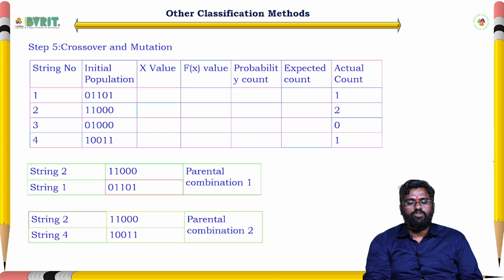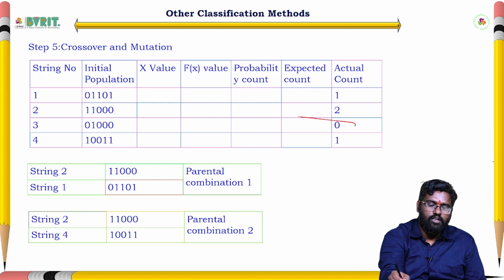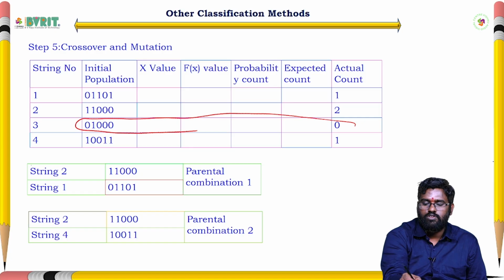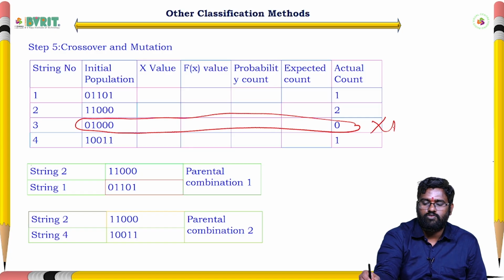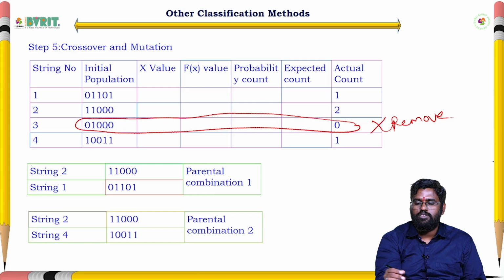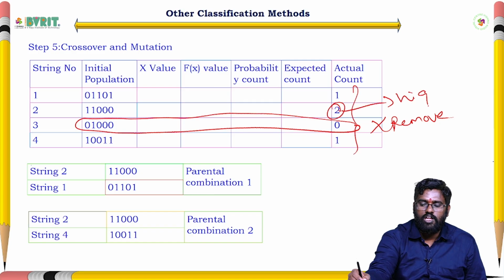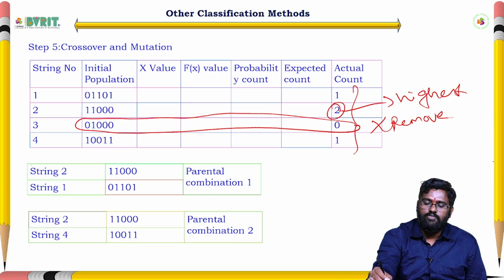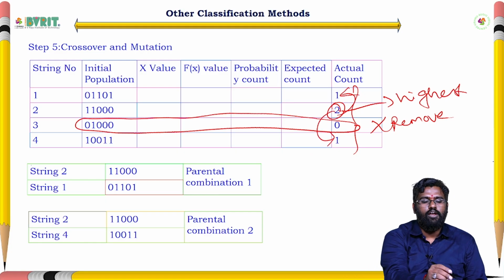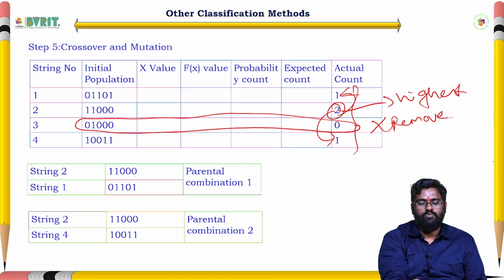So for the parental chromosomes, see here, the actual count value of the third one is 0. So this one is 0, and that's why we have to remove this one. We don't want to take this one. And the next step is, in all these 4, this one has the highest value. So this one is comparable with this one and this one is comparable with this one. So now we will take the second one with 1 and the second one with 4.